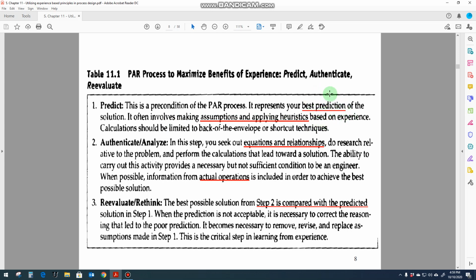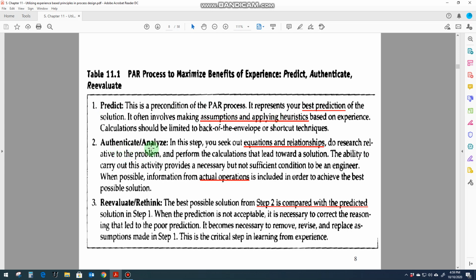Now here what you can do, you have to best predict what would be the solution, and then make appropriate assumptions, and then you can use some heuristics to get the result of your assumptions or the predictions. Calculations should be limited to back-of-the-envelope or shortcut techniques. Then you can perform some calculation to get some quick analysis or quick results. So here you have to just predict what could be the initial value, how you can actually solve the system, what your assumptions are, and which particular equation or heuristic you can use.